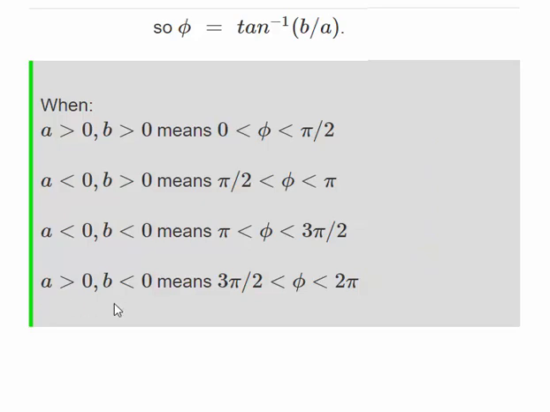And finally, if a is positive and b is negative, we're now looking for an angle that is greater than 3π over 2 and less than 2π, or greater than 270 and less than 360. It's always good to do a quick sketch of a and b, just so you can find out what angle you're looking for and what angle your calculator is likely to give you.